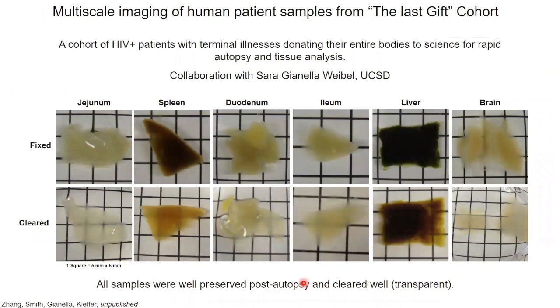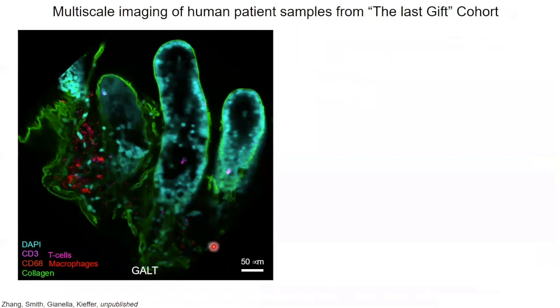And so what we've found is some of these patients from the last GIFT cohort, we've received brain, liver, ileum, duodenum, spleen, jejunum, and these samples were all well-preserved post-autopsy, and they cleared very well. They're transparent. We've also conducted immunostaining of these samples, and some preliminary results show that we can indeed, in magenta here, detect T cells. We can also make out macrophages in specific locations, and this is from gut-associated lymphoid tissue.